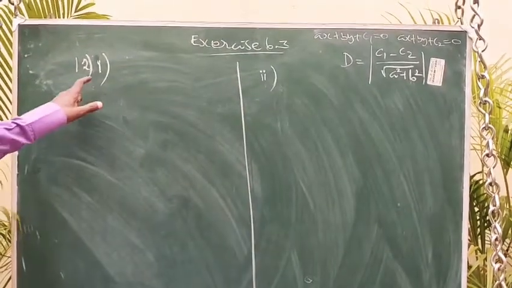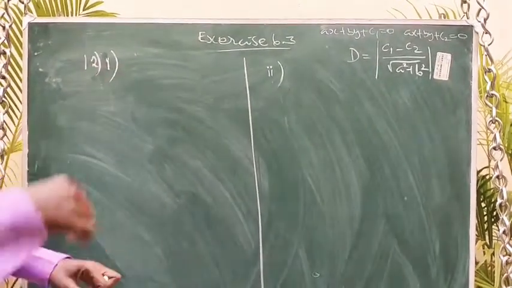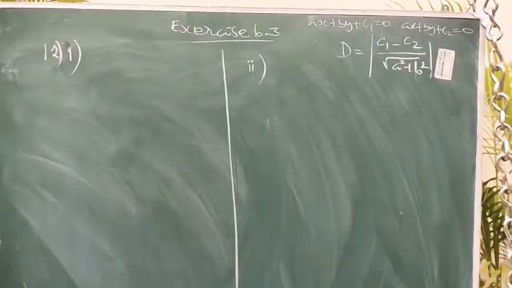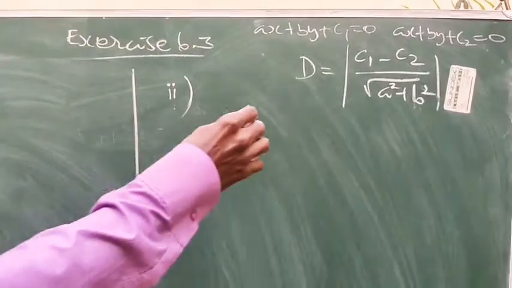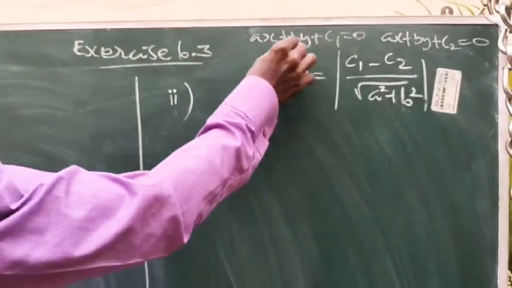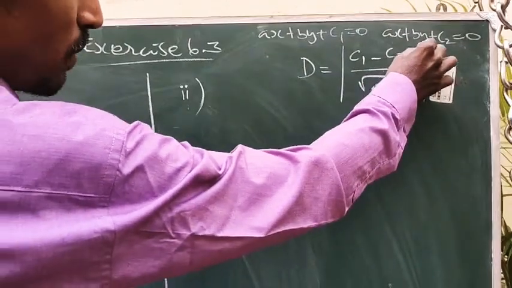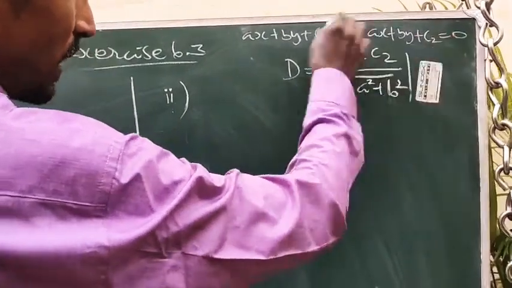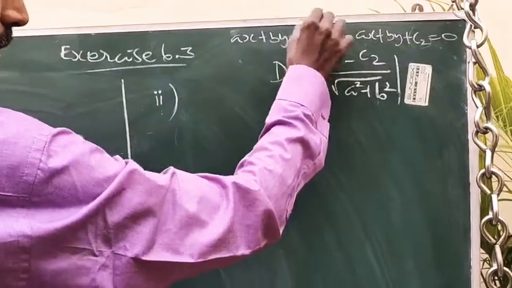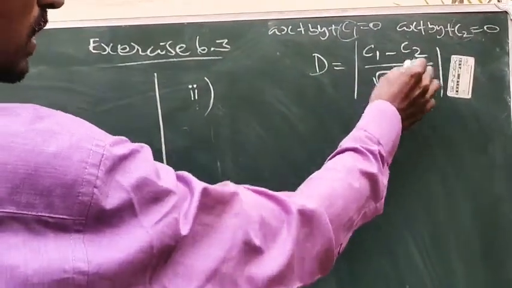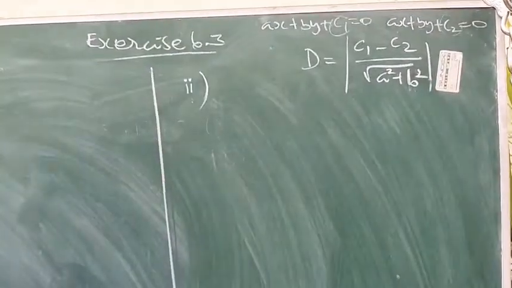Before solving question number 12 in exercise 6.3, just recall the formula for the distance between parallel lines. Parallel lines differ only by the constant term. So Ax + By + C1 = 0 is the first line, and Ax + By + C2 = 0 is the second, so they differ only by the constant term. Then they are parallel lines, and the distance formula is modulus of C1 minus C2 by root of A square plus B square.